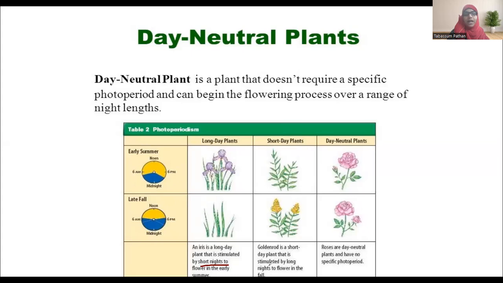Long day, short day plants mean what? They will require longer nights to flower. So it can be defined in both terms, either in terms of dark periods or light periods.